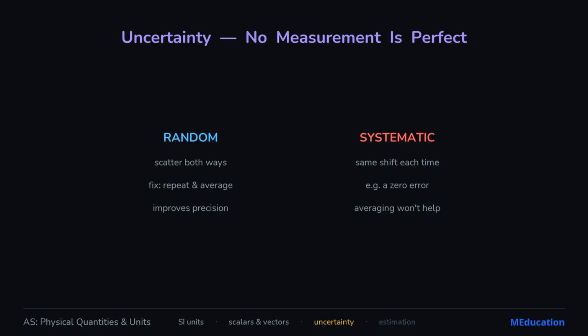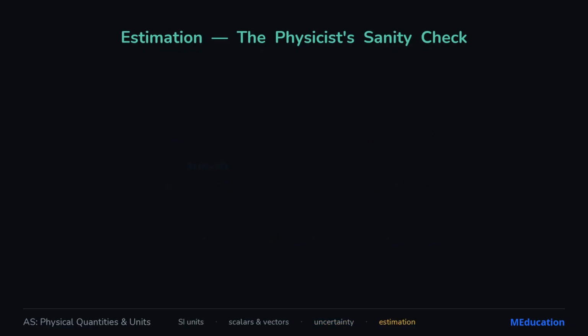Errors come in two flavors. A random error scatters readings either side of the truth. You beat it by repeating and averaging. A systematic error shifts every reading the same way, like a zero error on a balance, and averaging never removes it. When quantities combine, add the uncertainties for a sum, and add the percentages for a product.